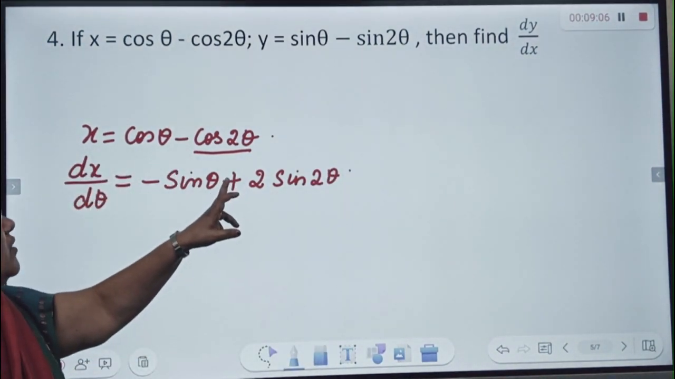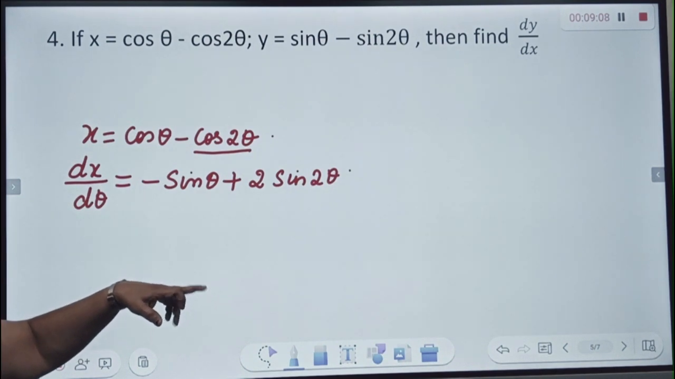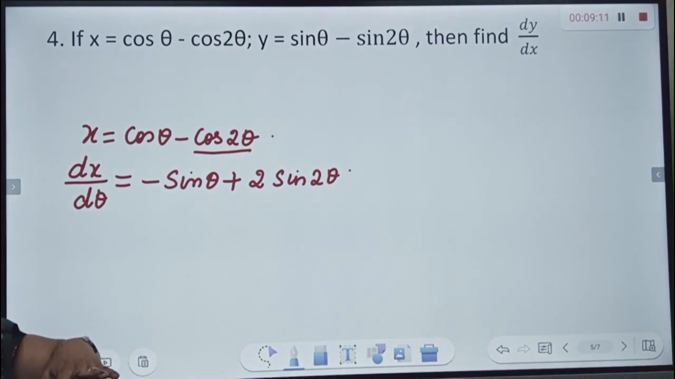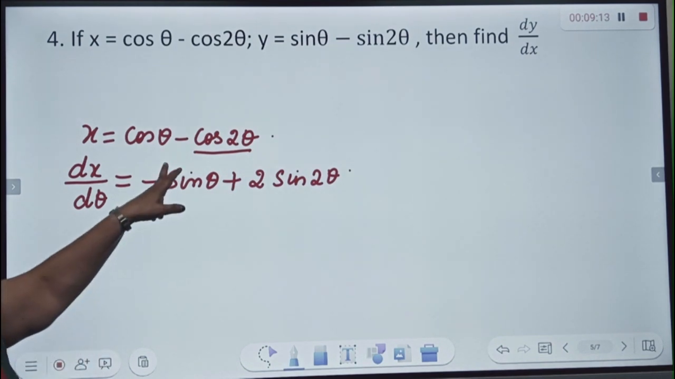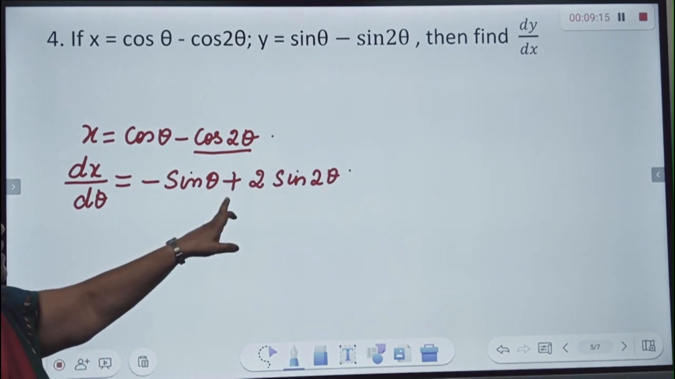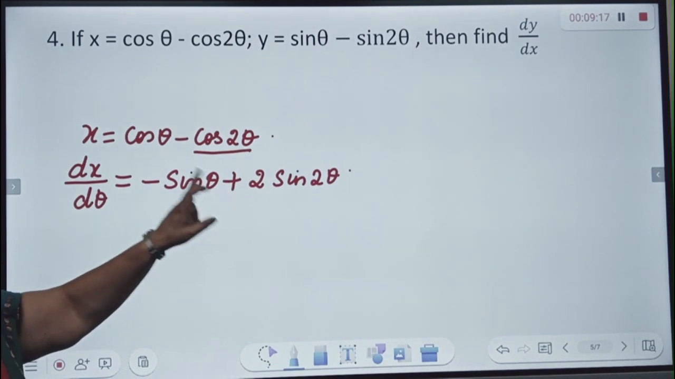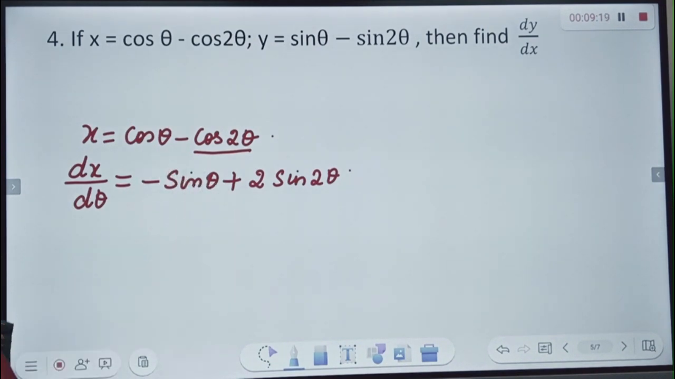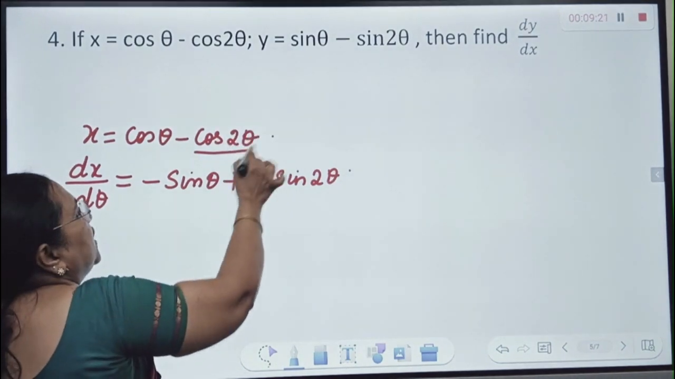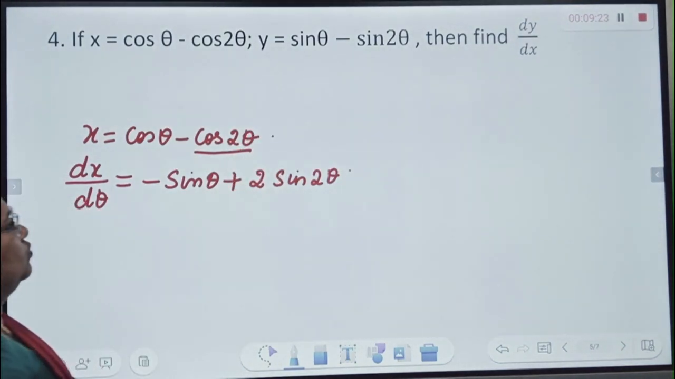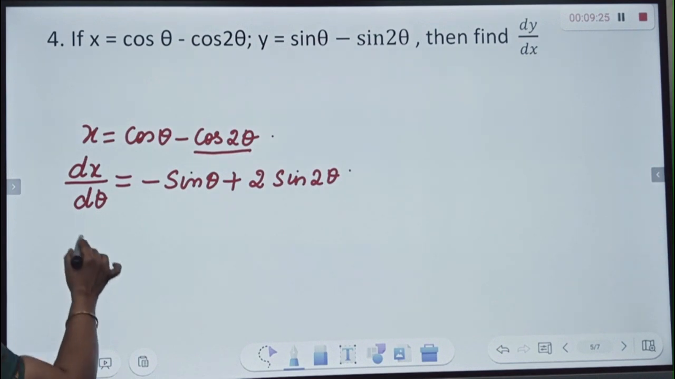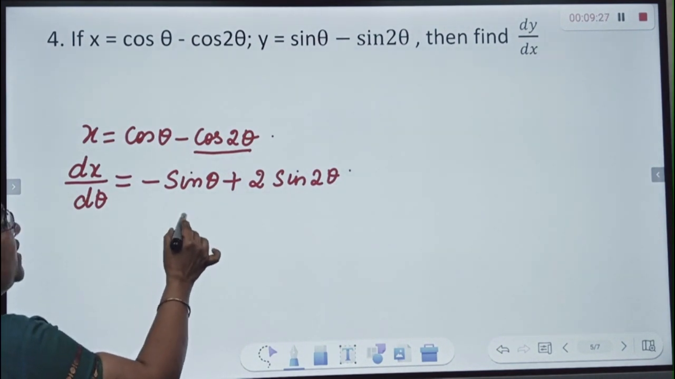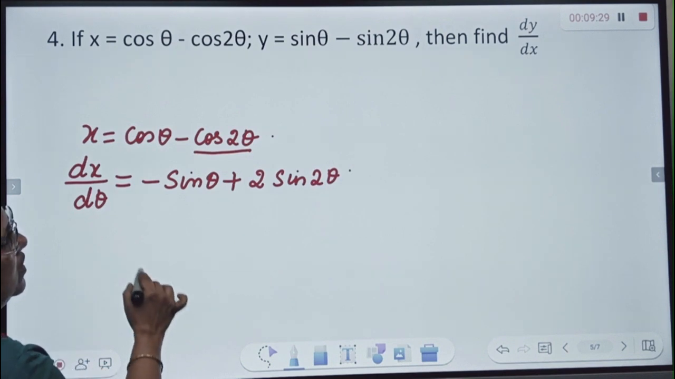Cos 2 theta, when I differentiate, I will get minus sin 2 theta. But there's already a negative sign, so negative into negative is positive. So plus sin 2 theta into derivative of 2 theta. If I differentiate 2 theta, I will get 2. So dx by d theta equal to minus sin theta plus 2 sin 2 theta.